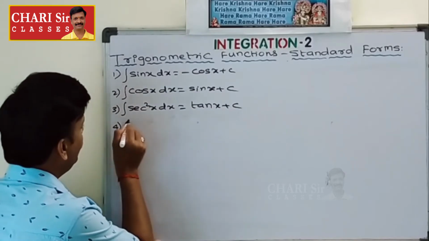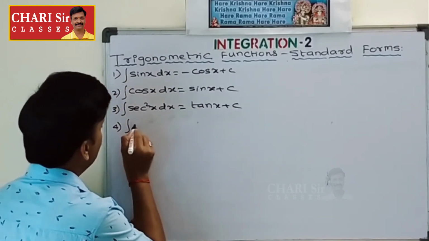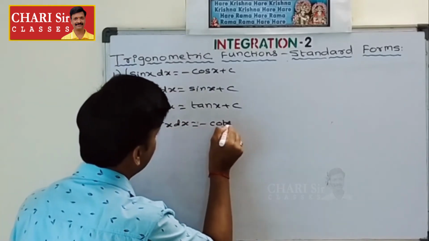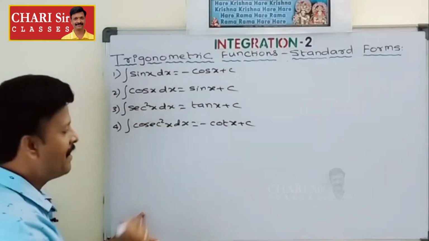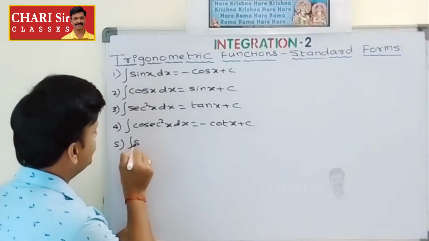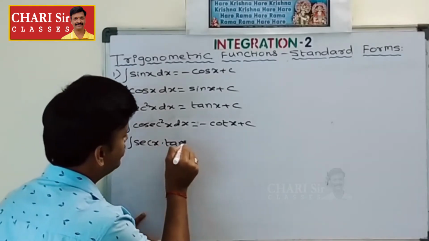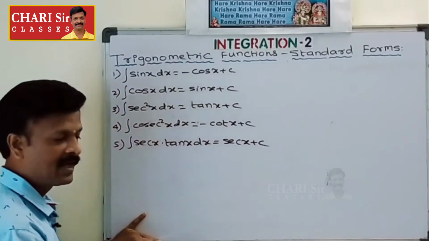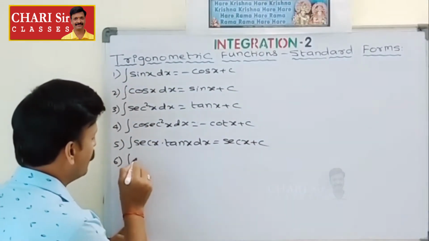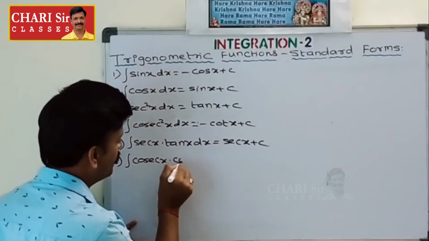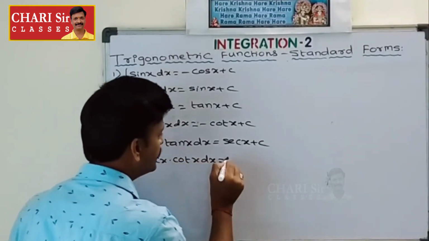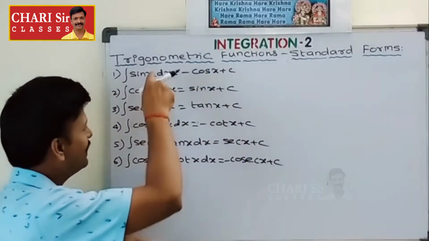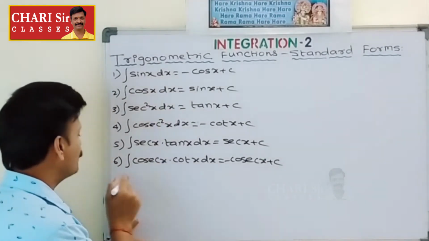And next, integration of cosecant square x dx is equal to minus cot x plus c. And next, integration of secant x into tan x dx is equal to secant x plus c. And the sixth one, integration of cosecant x into cot x dx is equal to minus cosecant x plus c. These are the 6 trigonometric ratios, and also we have more.